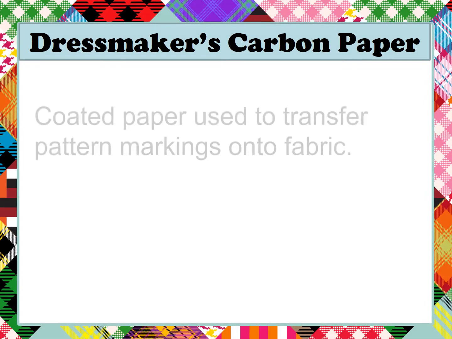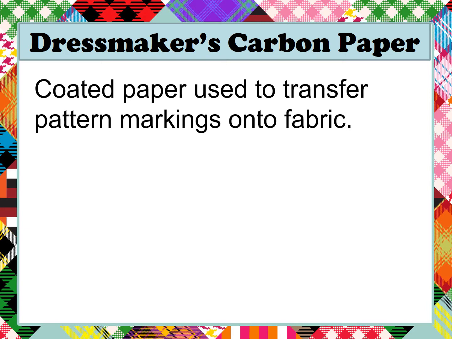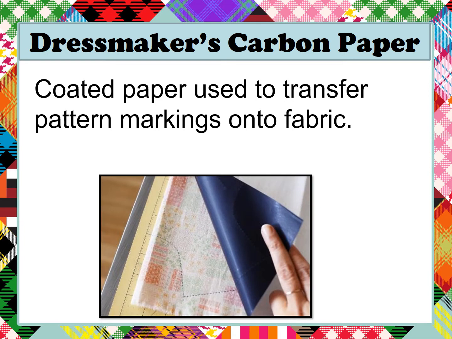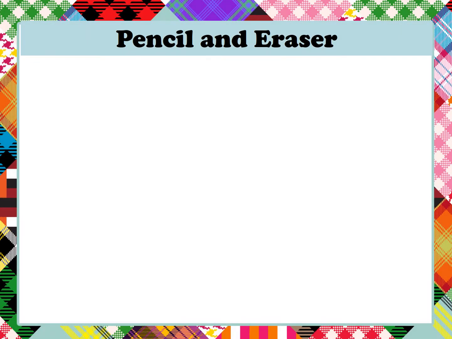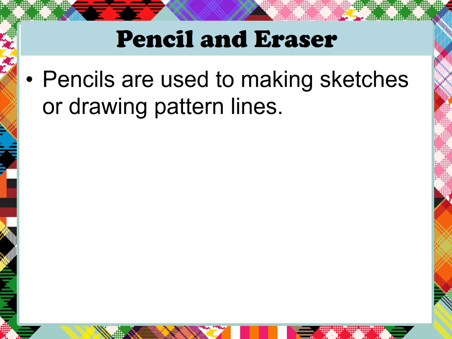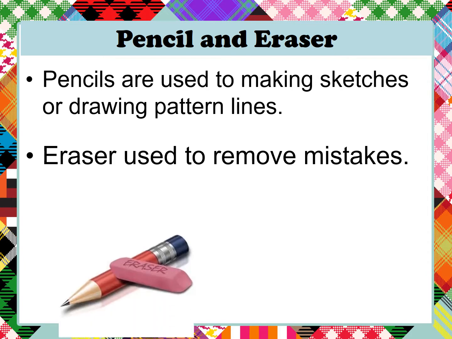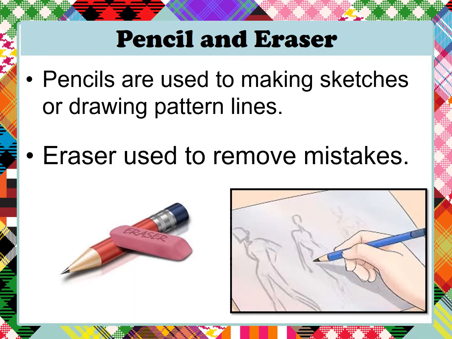Dressmaker's carbon paper. Now the tracing wheel we looked at before will not be effective without the carbon paper. The carbon paper is a coated paper used for transferring patterns onto fabric with the use of a tracing wheel. Our very own pencils and erasers. Pencils are used for making sketches or drawing pattern lines. The eraser is used for removing your mistakes.